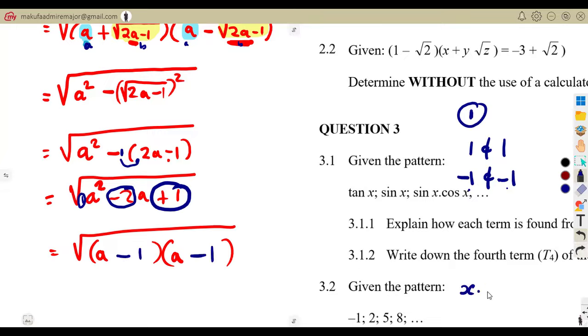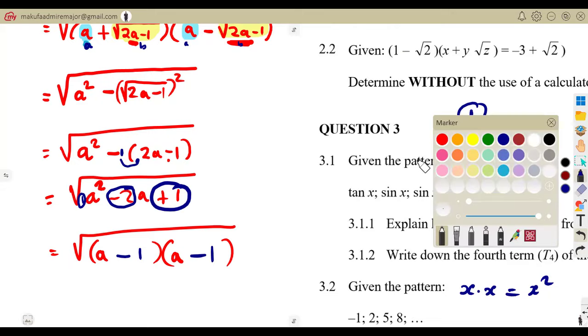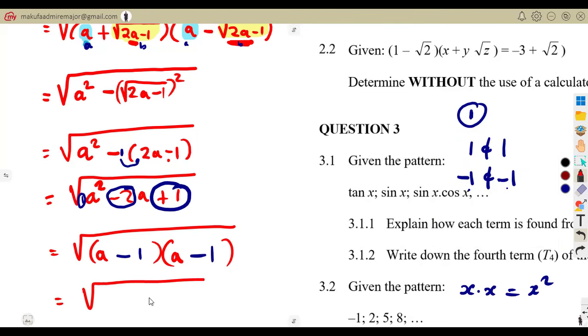Guys, if we have x times x and we say it's x squared, what about a minus 1 into a minus 1? It is the same thing. We are writing this as a minus 1 squared, just like we write x squared. And remember what I said before, the square root of x squared is x. So the square root of a minus 1 squared is simply what? Removing the square that we are given. So we remain with a minus 1.